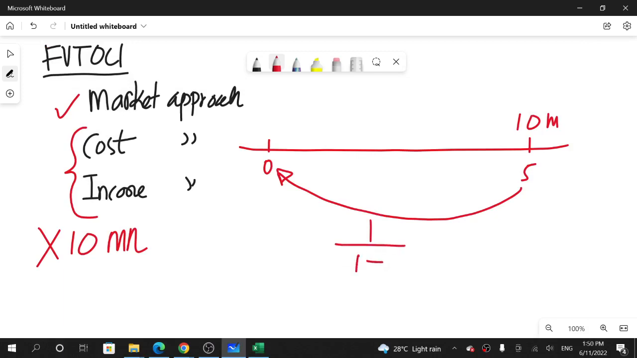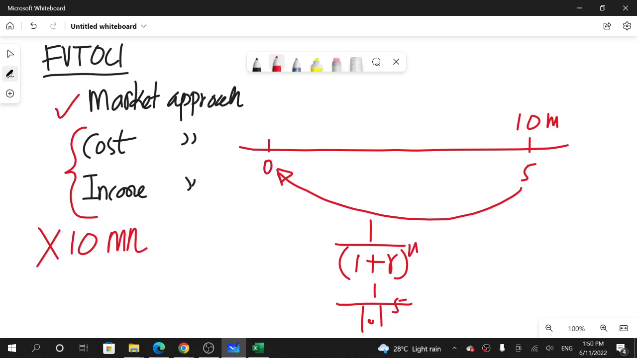Which means 1 plus r to the power of n. This is the discounting factor. Here, instead of r, you need to apply 10%, so 1.1 to the power of n. This will be the formula. Now, using this formula, you want to get the present value of this 10 million as at the first date, right? So you can write it down.